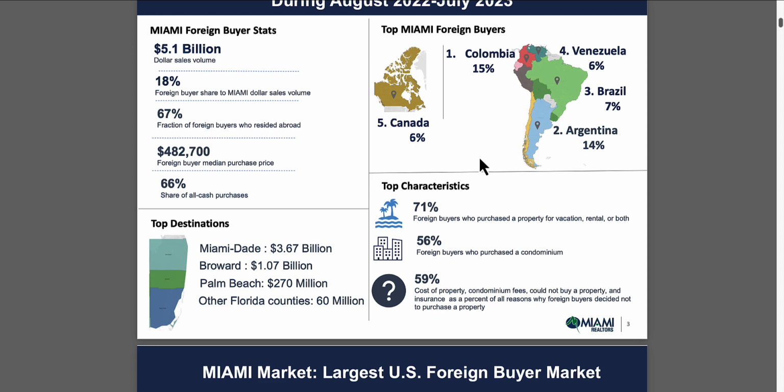Further down it says 56% of foreign buyers purchased specifically a condominium. All right, moving down, we have 59% citing cost of property, condominium fees, could not buy a property, and insurance as a percentage of all reasons why foreign buyers decided not to purchase a property. So of the foreign buyers, it looks like 59% of them hesitated because of those high condo association fees, due to likely assessments, and costs of current property in the local market. We are currently still in that seller's market. All right, and these are currently the reasons stopping some of those foreign buyers from purchasing.